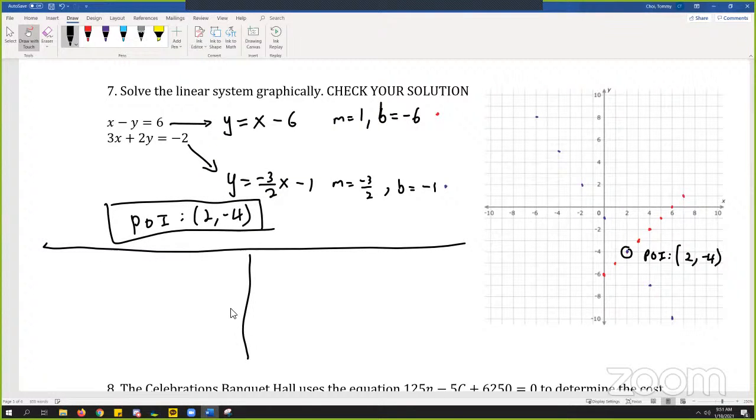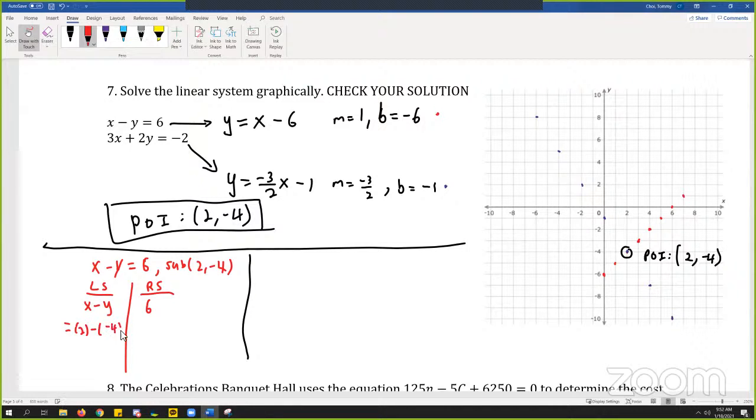The question asks you to check your work. So when you are showing to check your work, you use this and sub in our point of intersection. You're checking left side, right side. Six doesn't change, so we're pretty much only solving the left side here. So we get 2 minus negative 4, which is 2 plus 4 is 6. 6. Left side equals right side. Done. There's our first check.